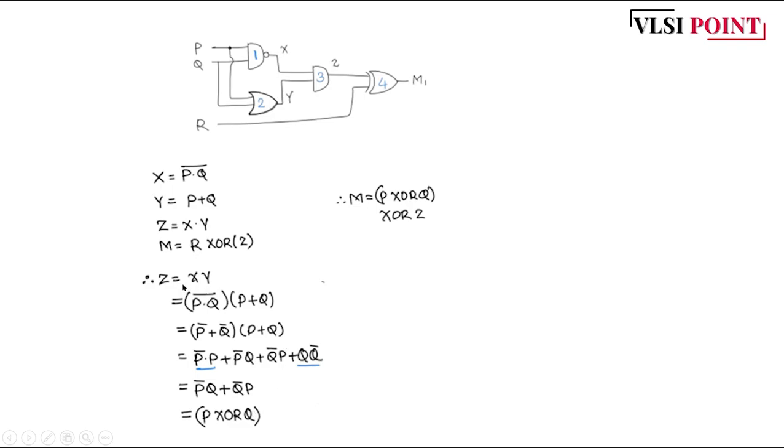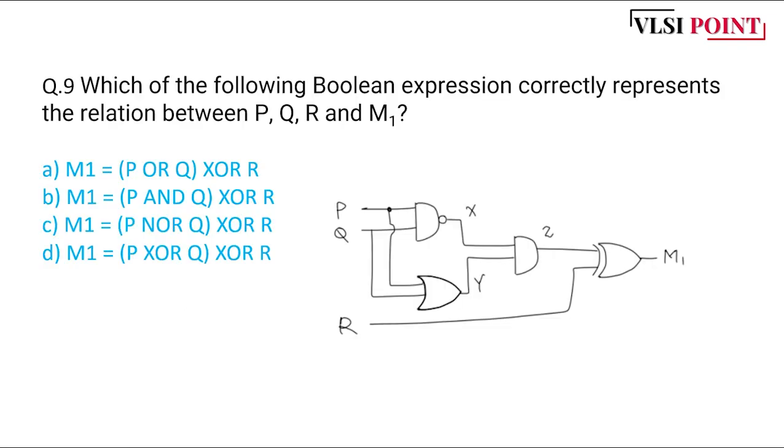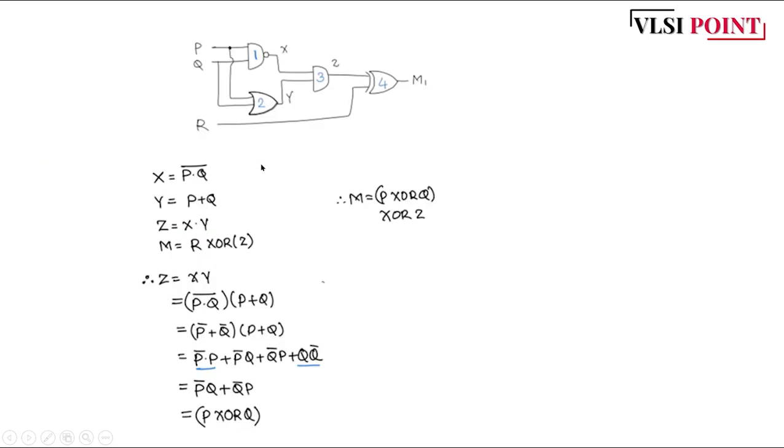Okay, we have got Z as P XOR Q, and we know M1 is nothing but some operation XOR with R. So M1 is nothing but P XOR Q and XOR with R. So option D.